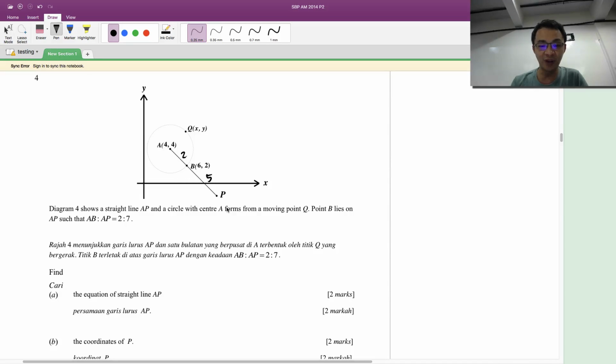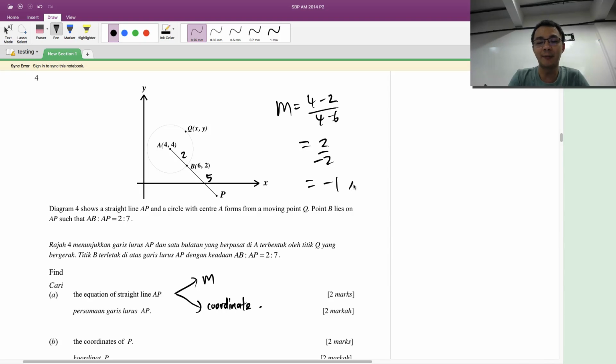If you want to find the equation of AP, whenever you find an equation you need two pieces of information: the gradient and one coordinate on the line AP. Of course, you already have A or B, so you can easily do that. First, I will find the gradient. The gradient is 4 minus 2 over 4 minus 6, so this is just 2 over negative 2. The gradient is basically -1.